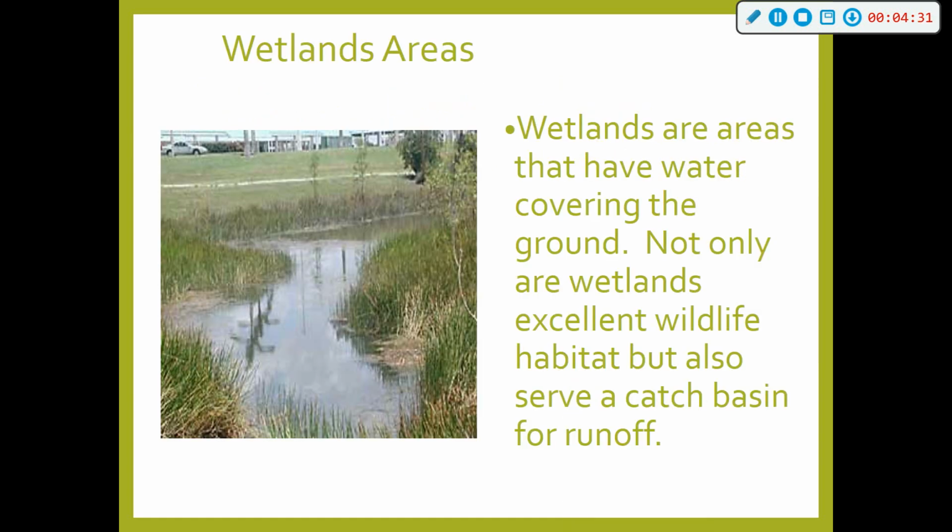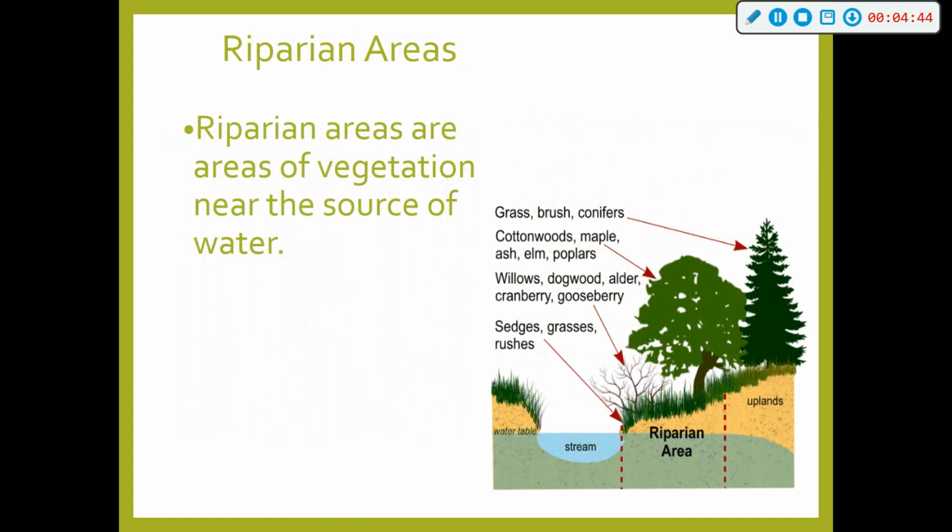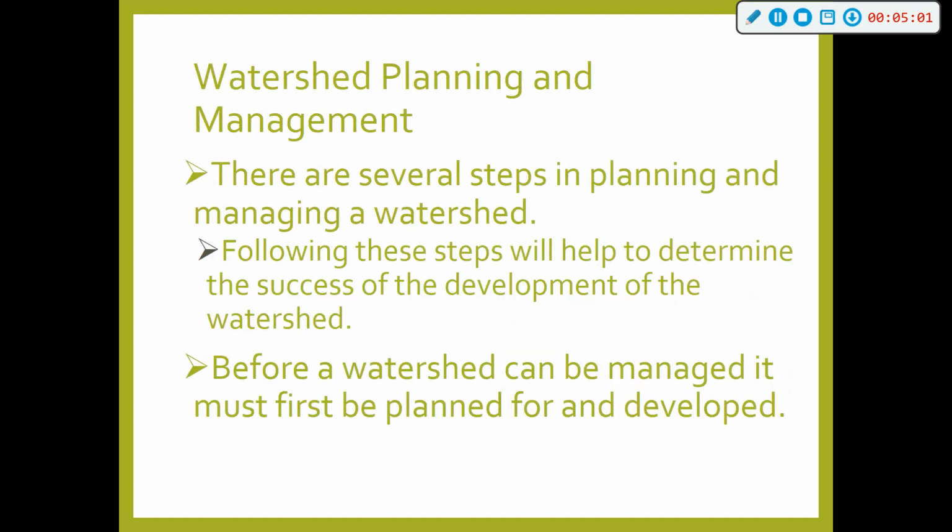Wetland areas. Wetlands are areas that have water covering the ground. Not only are wetlands excellent wildlife habitat, but they also serve as a catch basin for runoff. And then you have riparian areas. Riparian areas are areas of vegetation near the source of water. So these are going to be areas just along your creek banks, your stream, areas immediately around the lake.